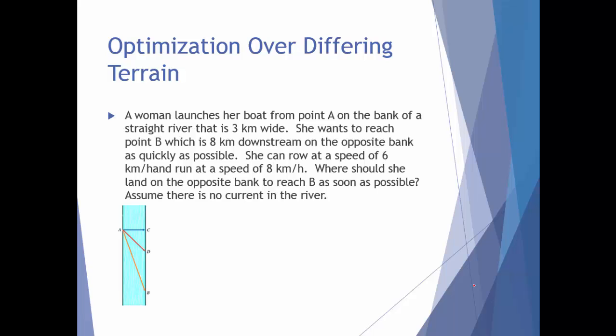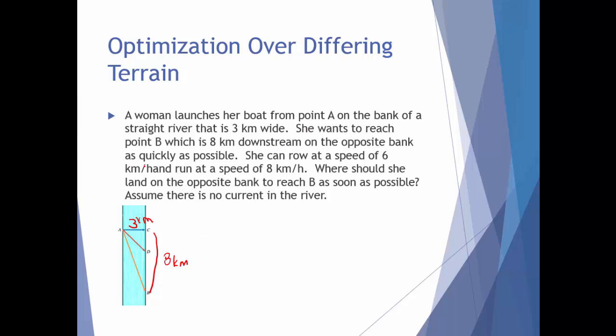I mean, it's a lot easier to travel on, let's say, flat grassland than it is over mountains. So when you look to optimize how to get from point A to point B, you have to take the terrain into consideration. So let's take a look at this one specifically. A woman launches her boat from point A on the bank of a straight river that's 3 kilometers wide. So I'm going to start writing on this diagram as we talk. So your river is 3 kilometers wide. She wants to reach point B, which is 8 kilometers downstream on the opposite bank. So that's here. That's a total of 8 kilometers down. These are both in kilometers.